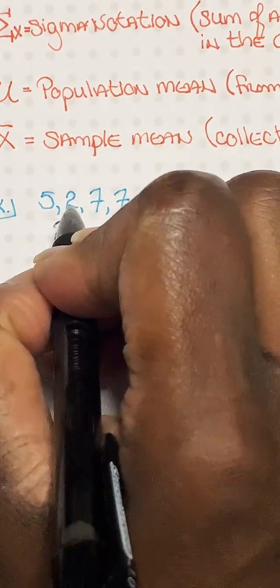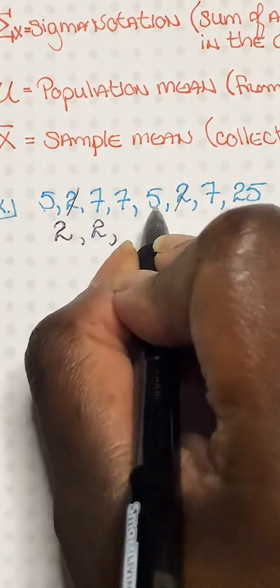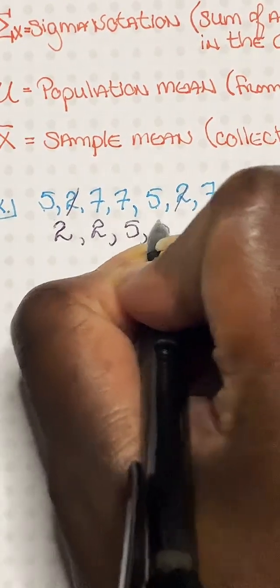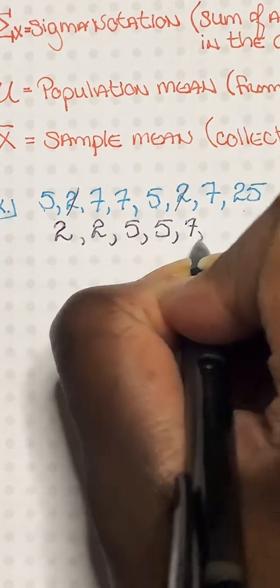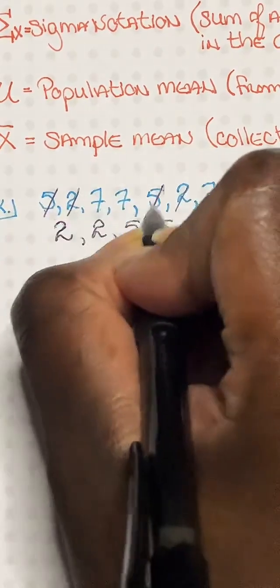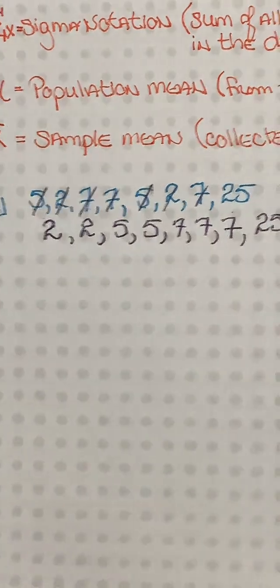So I have 1, 2, 2 2s. I have 1, 2, 2 5s. I have 1, 2, 3 7s. Okay, and I always like to cancel them out as I go along. And then 1, 25.